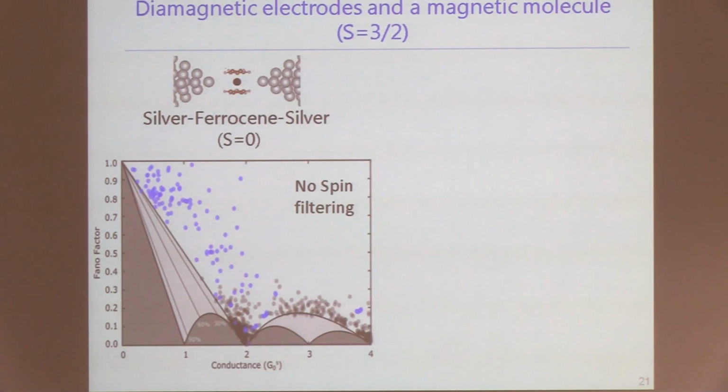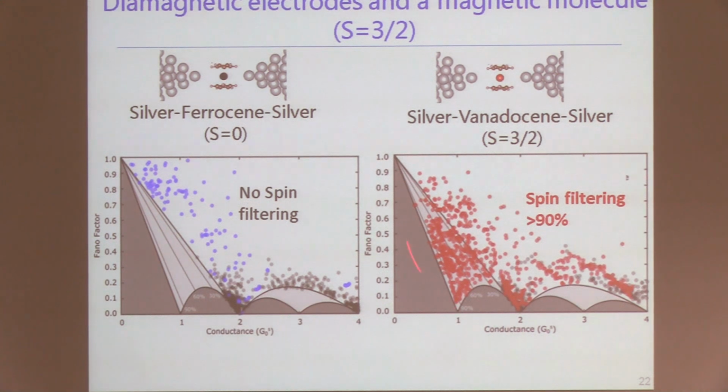So let's see our data. This is the silver ferrocene junction, the control experiment we do. We don't expect any spin polarization there. So as expected, these blue data points of the silver ferrocene junction show no spin polarization. But when we put in this vanadocene junction, and we measured really more than 1,000 data points, 1,024 data points are there, these red data points.